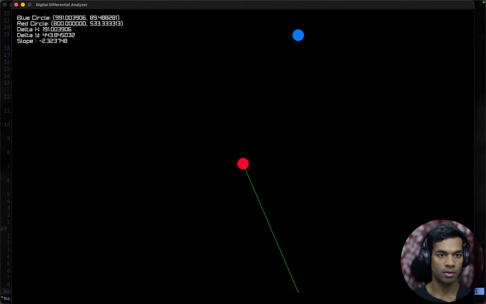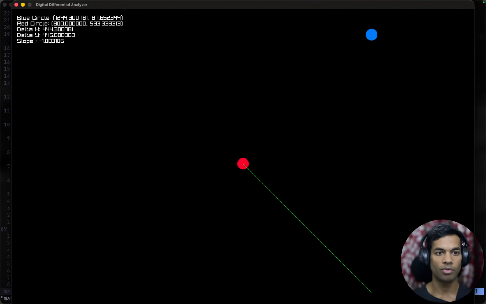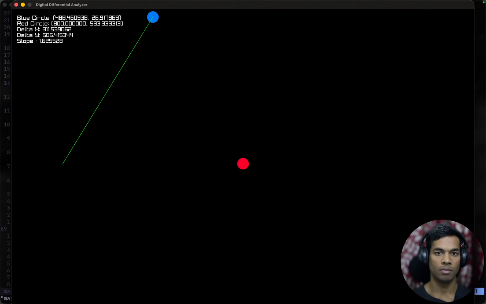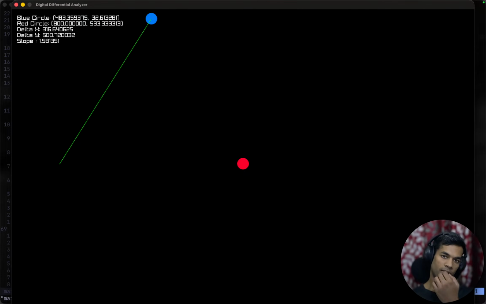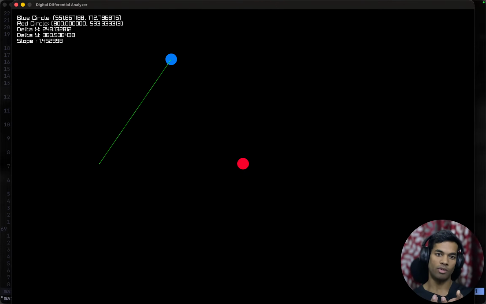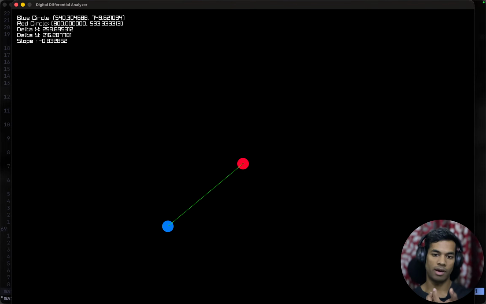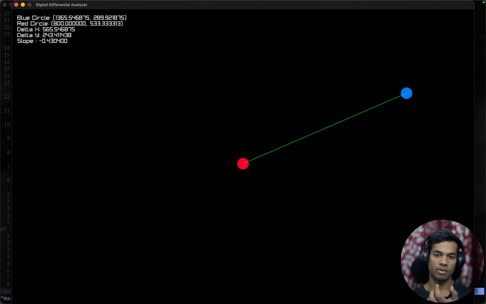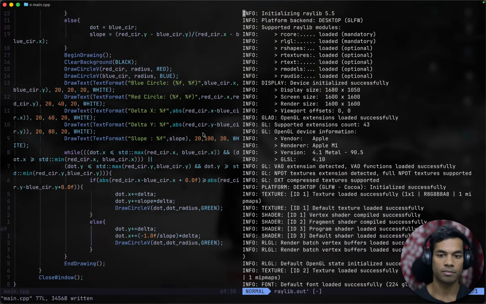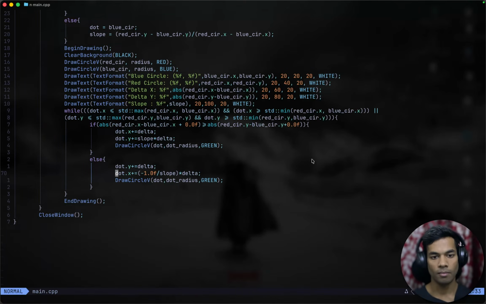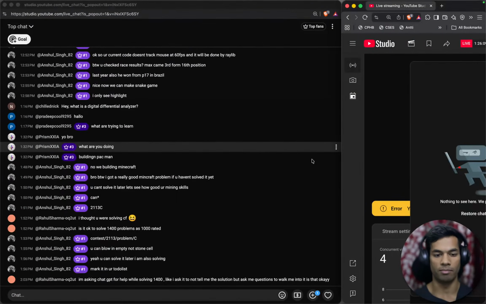If the absolute value of slope is equal to or greater than 1, and this is an x value problem, and this is a y value problem. Okay, yes, this is messed up. We don't always have to make this negative, and we don't always have to just add the delta. That is the problem.